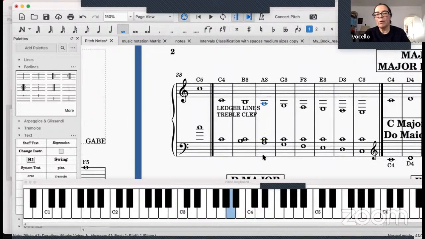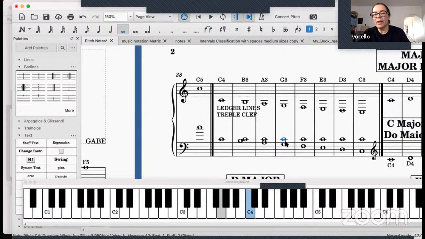Here's the line number 5. 1, 2, 3, 4, 5. G. This is G, B, D, F, A. First line, second, third, fourth, fifth line, and that is the first ledger line above the musical staff. Okay. First ledger line above the musical staff on the bass clef.